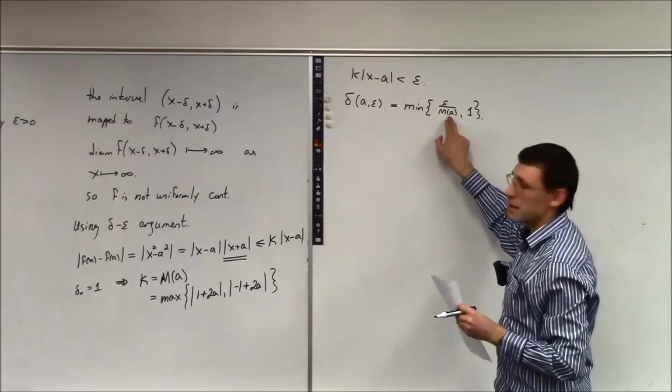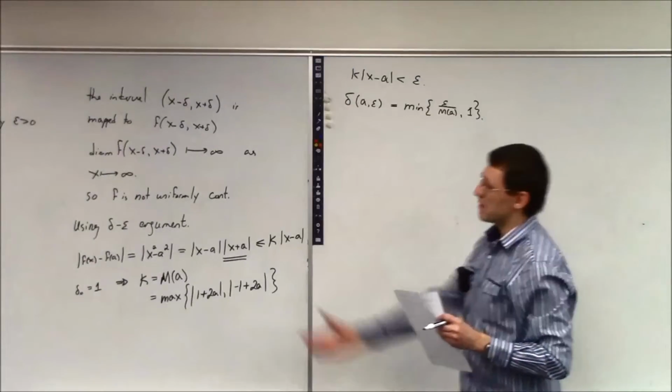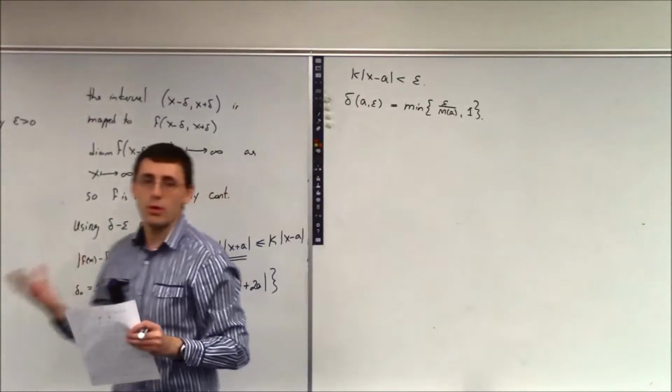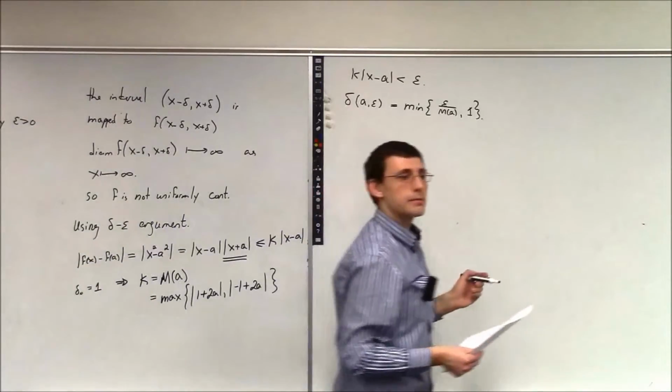Okay, so this shows you that there is a dependency on a, at least for this calculated delta. And by just looking at the picture, you see that there is no hope for finding a delta that does not depend on this a.